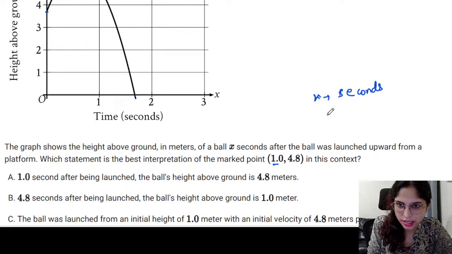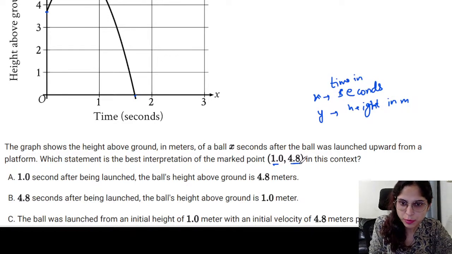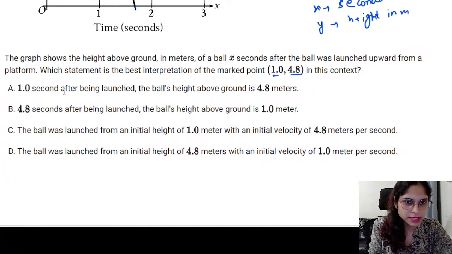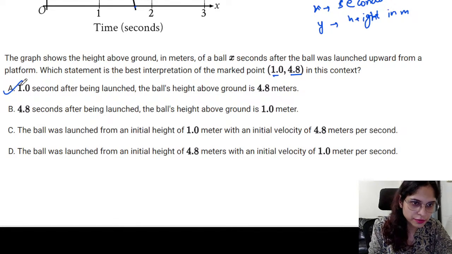x is your seconds and y is your height in meters. So basically this is telling that after 1 second the height was 4.8 meters above the ground. So now we read the options. 1 second after being launched, the ball's height above ground is 4.8 meters. That's exactly what it is saying. So the first one is right.